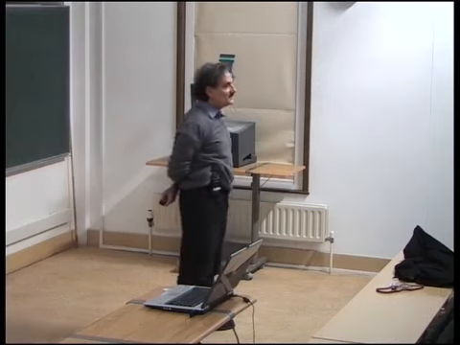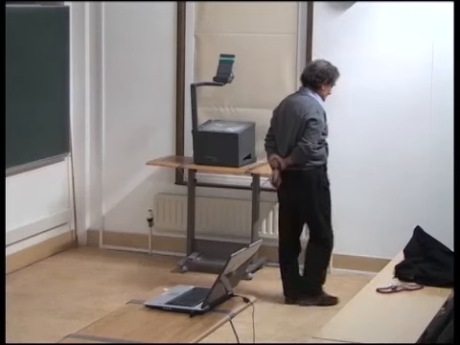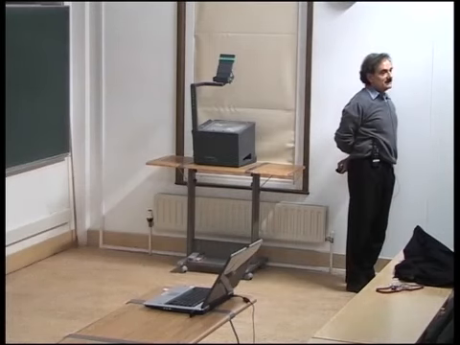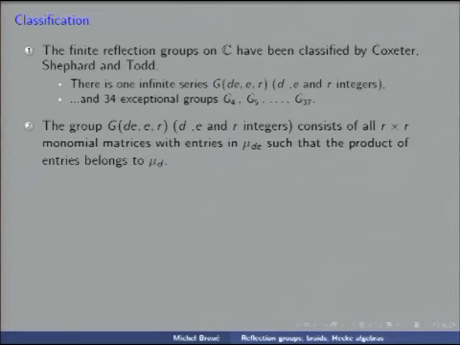First of all, the general series G(d,e,r), where d, e, and r are integers, is easily described. It's written. It consists of all r cross r monomial matrices with non-zero entries, of course, the entries being dth roots of unity, and the product of the non-zero entries being a (d/e)th root of unity. I leave it to you as an exercise, if you wish, to check that it is a finite reflection group.